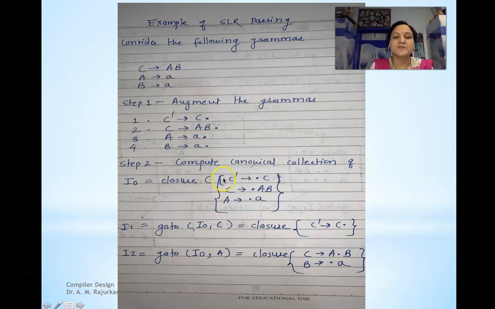So closure of C' tends to dot C. Now after the dot, C is a non-terminal, so we have to add the C productions. What are the C productions in the grammar? C tends to dot AB. So add C tends to dot AB. Now after the dot again there is a non-terminal A, so we have to add the A production. A tends to dot A. Let me change this slide to avoid your confusion.